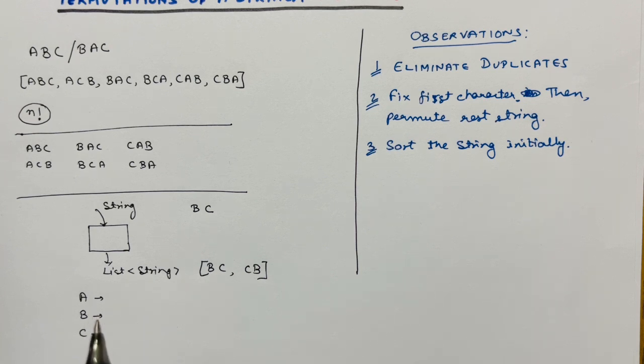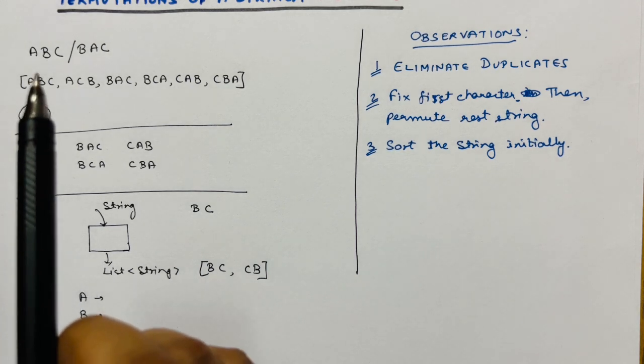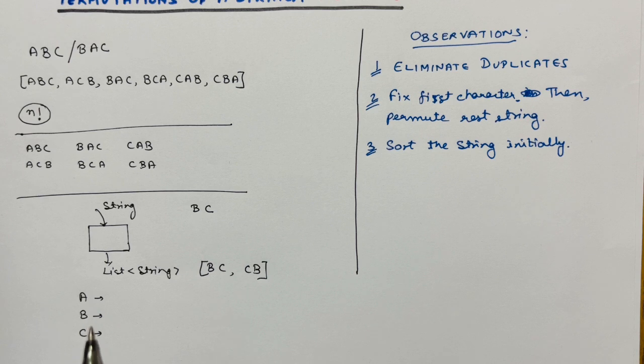Then we fix the first character as B, then give me the answer for all the permutations for the remaining string, and similarly for C. If I have that, can I not simply compute the permutations of ABC by just appending the first character? Yes, I can. Now let's see.